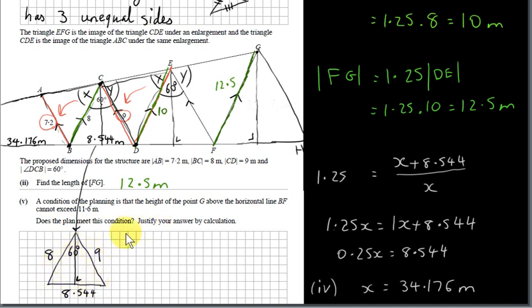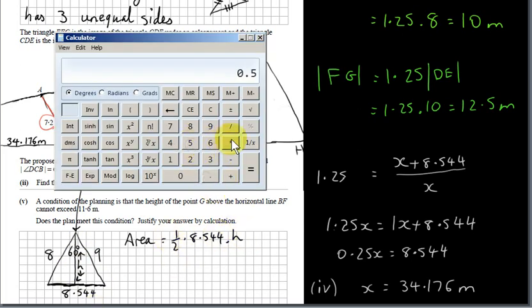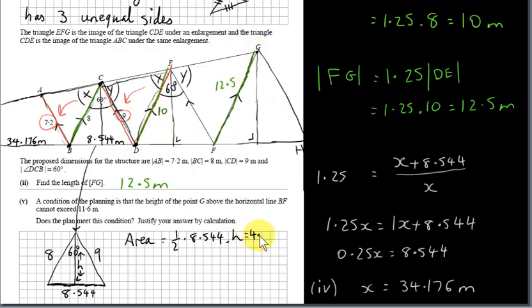We will consider the area of this triangle. This is the easiest way to do it. The area of this triangle is half one of the sides, and we take this side as base, multiplied by the perpendicular height. So I'll call this distance that we're looking for h. So that would give us the area. We could simplify that a bit. 0.5 multiplied by 8.544. That's 4.272. 4.272 times h.